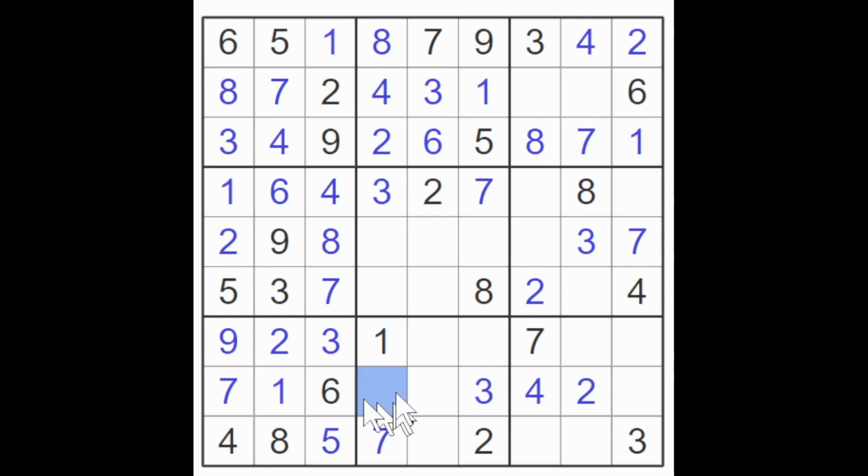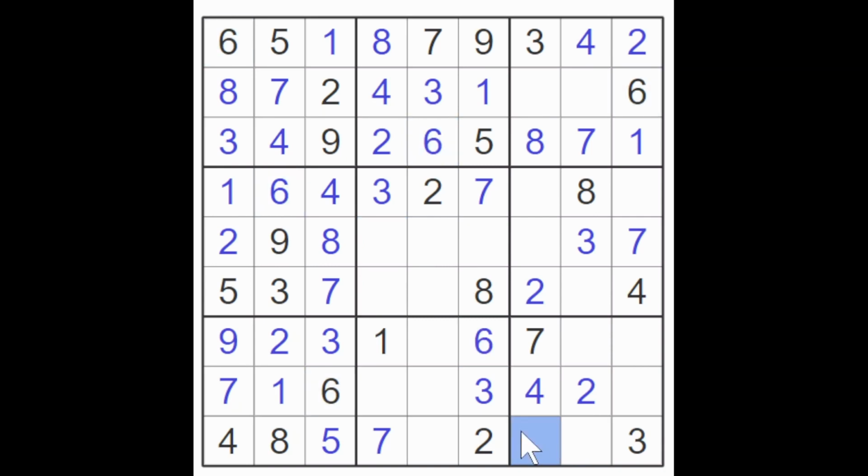So this cell cannot be a 6, can it? Because we have a 6 in this row. So a 6 will have to go here or here to get a 6 in this column 4. And in combination with this 6 here, that makes this a 6.